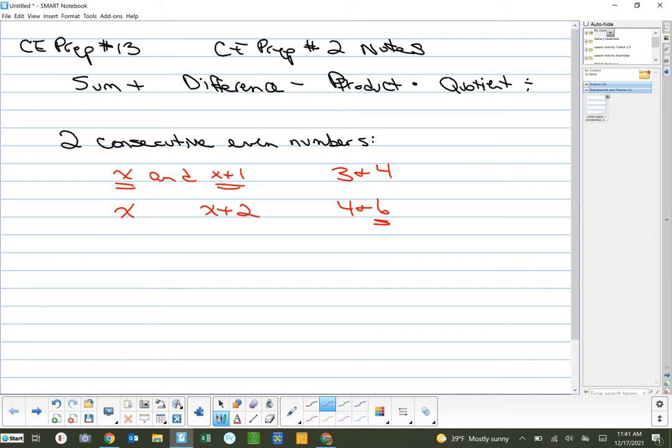And so there's some things in here. They're all word problems, very similar to that CE Prep 2. And I'm going to work out a couple of them for you. And I'm going to use Desmos as my calculator.